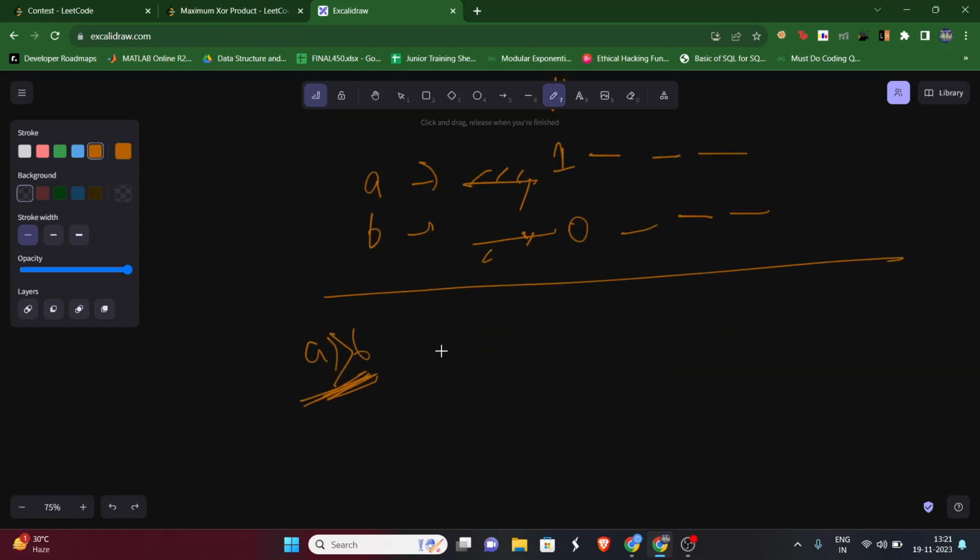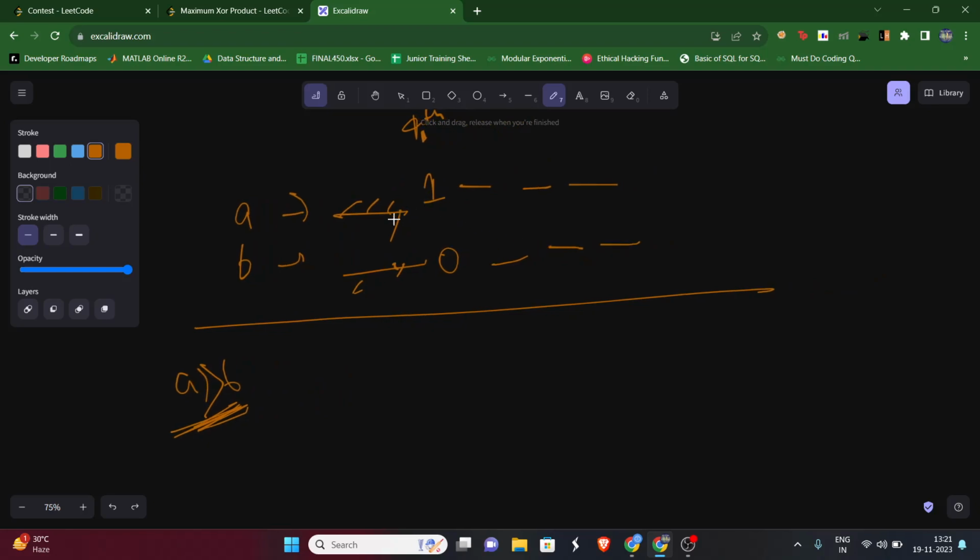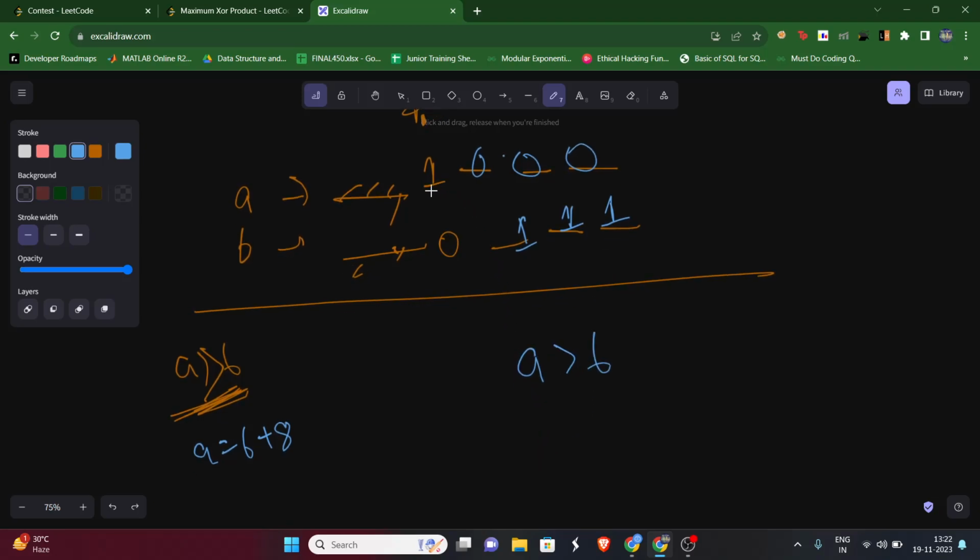And in the worst case, a can be equal to b plus 8, considering that these two are both equal. Or else this can be 0 0 0 and this can be 1 1 1. In that scenario also, a will be greater than b. Why? Because the value of this bit is greater than the sum of the values of all the bits to its right.